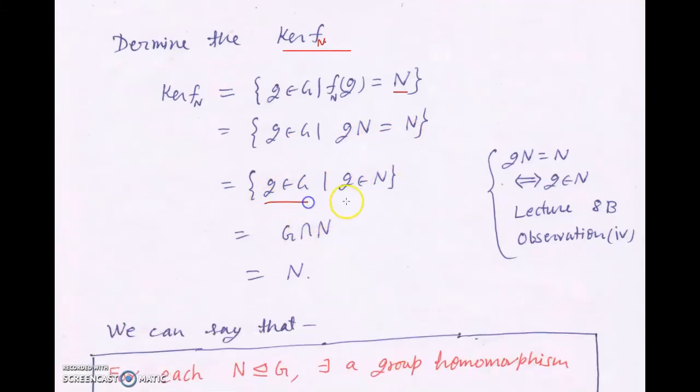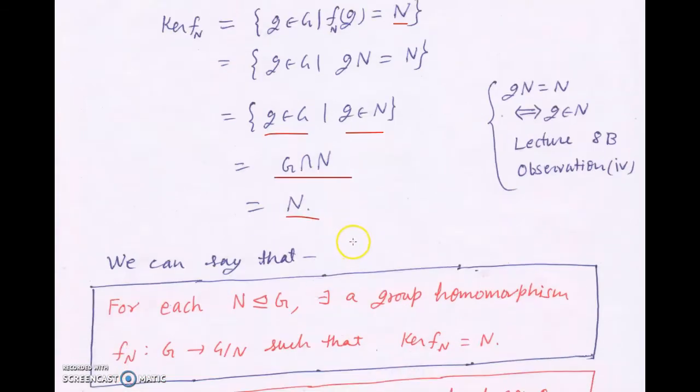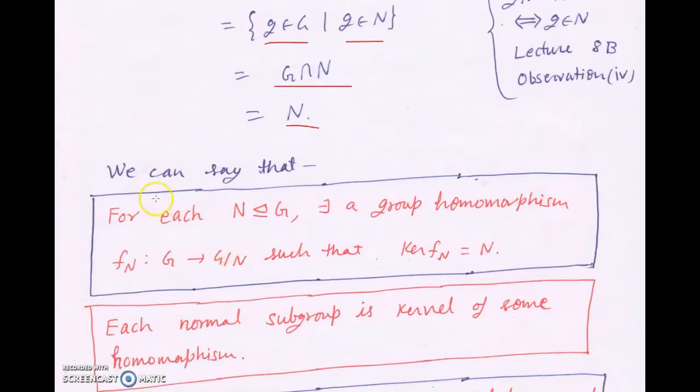But this is G in G such that G belongs to N, it means G intersection N, because N is contained in G, so it is N. So what does it mean? It means that for each normal subgroup N in G, there exists a group homomorphism Fn from G to G by N such that the kernel of this group homomorphism is equal to N. So it means each normal subgroup is actually a kernel of some group homomorphism.